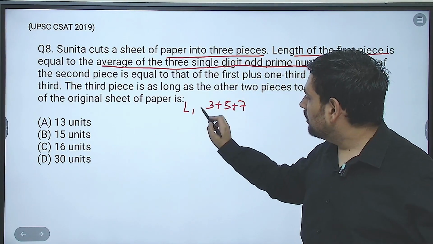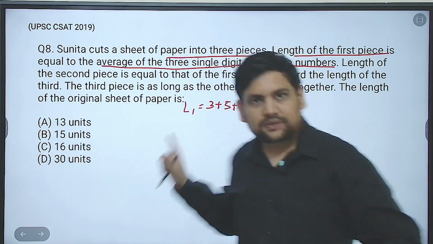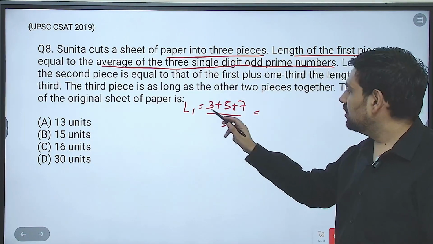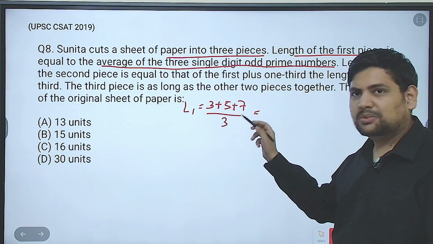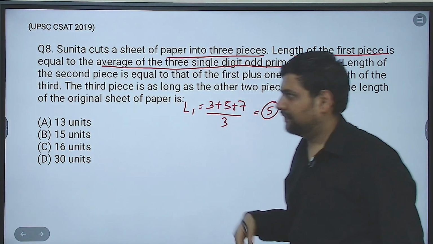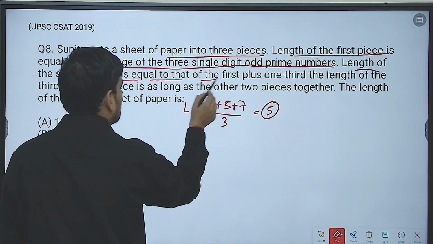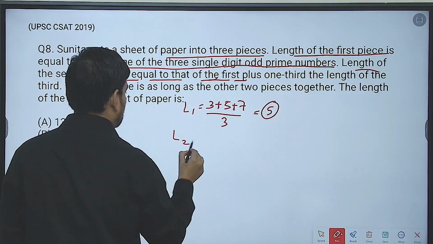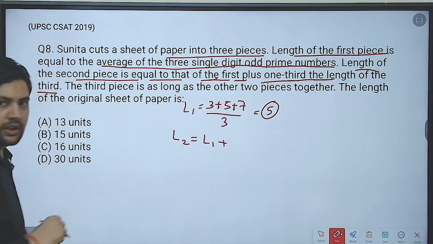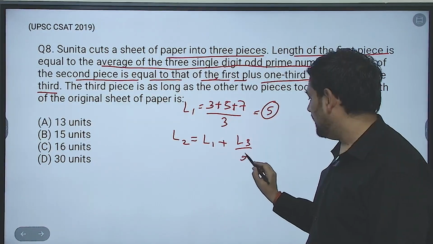So she has cut a sheet of paper in 3 pieces. So first length is this divided by 3 because I have to take average. So 3 plus 5 plus 7, this is 8, 8 plus 7 is 15, 15 by 3 is 5. So I get L1 is equals to 5. Then length of the second piece is equal to that of first plus 1/3 of the length of the third. So L2 is equals to L1 plus L3 by 3.